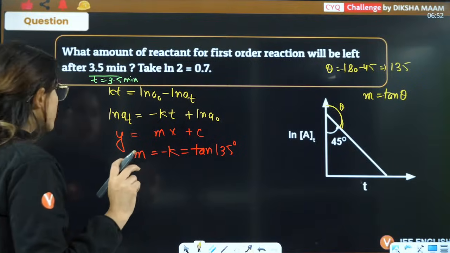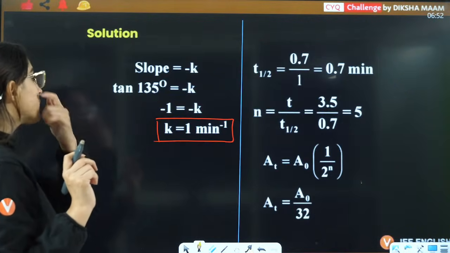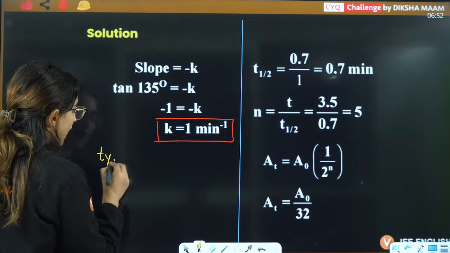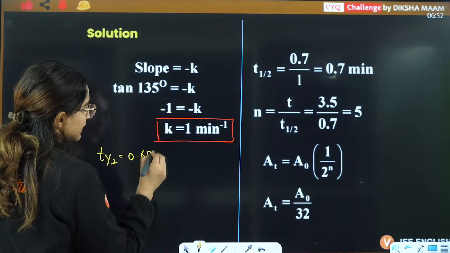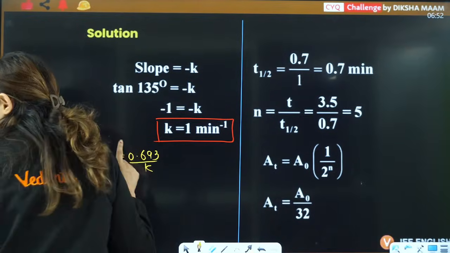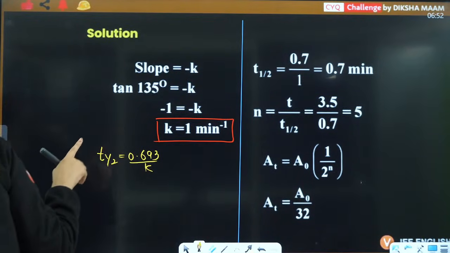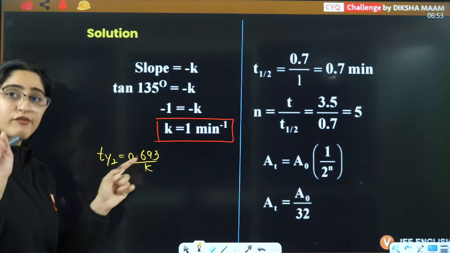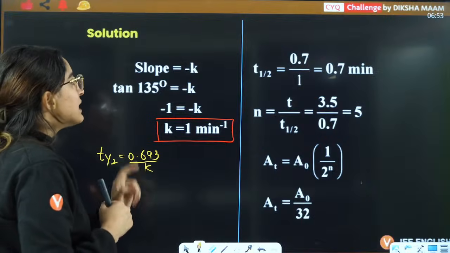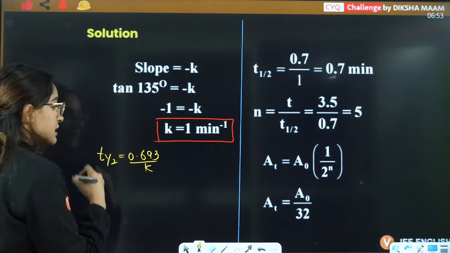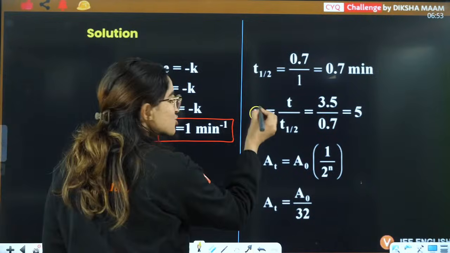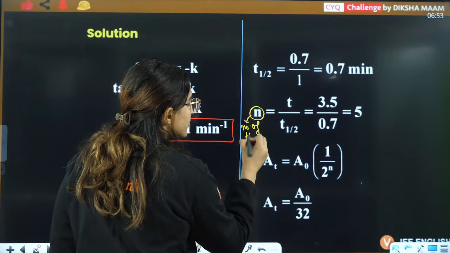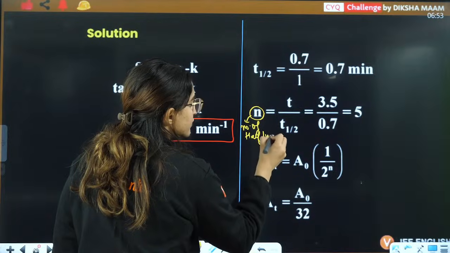Achha, for this, 2-3 formulas you must know. The first formula that you should know is T half equals 0.693 by K, right? Once you have calculated the value of K, you will have to solve this for a first order reaction. This is valid. Then another thing is N. This N is not the order of the reaction. This is the number of half lives.